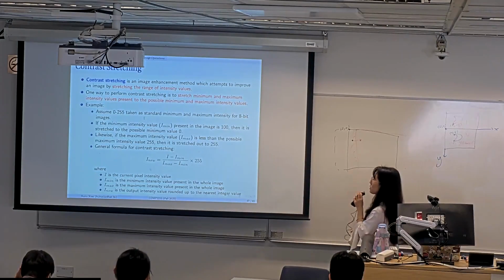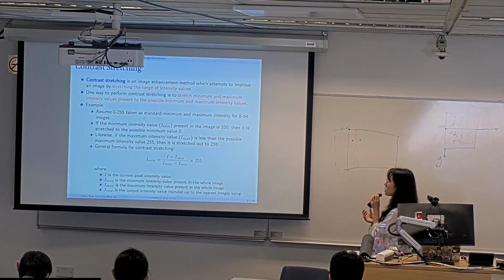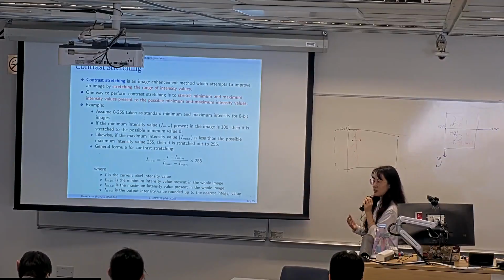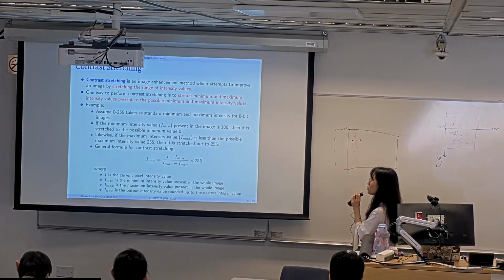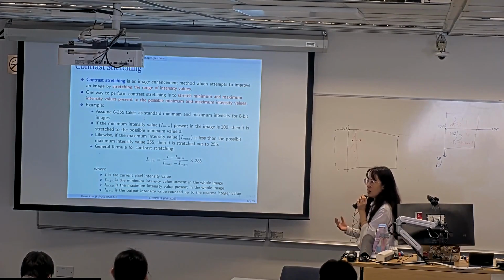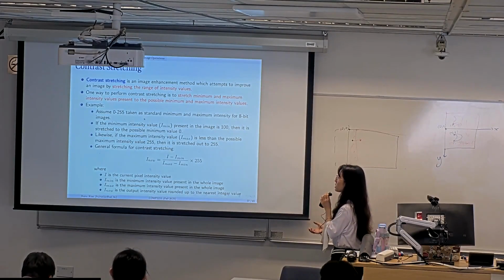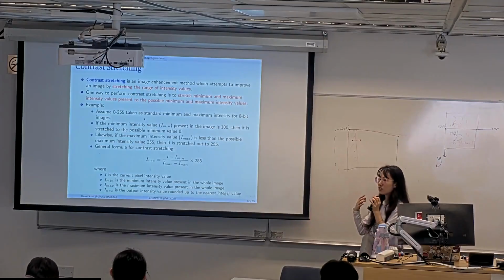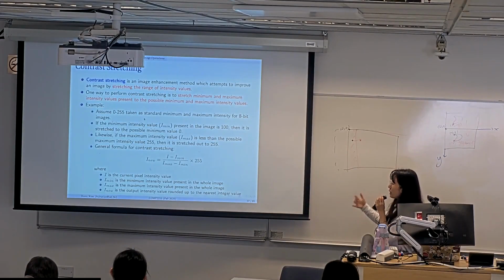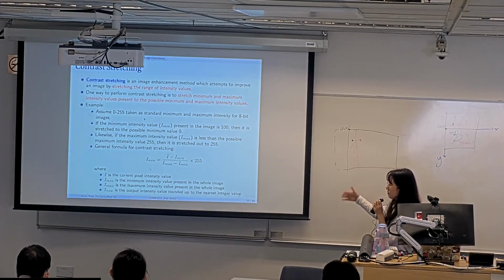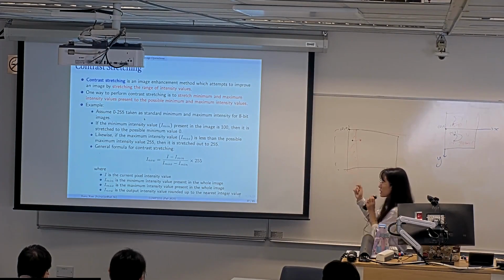That's the same thing with the contrast stretching. Contrast stretching is an image enhancement method attempting to improve an image by stretching the range of intensity values. One way to perform such contrast stretching is to stretch the minimum and maximum intensity values to the possible minimum and maximum intensity values. So here is an example.